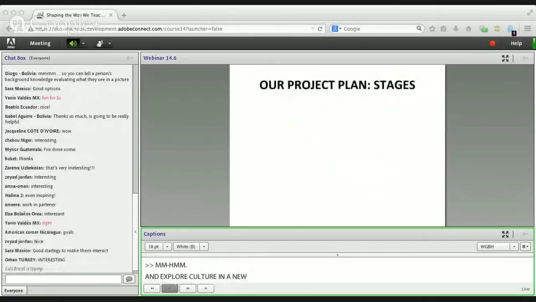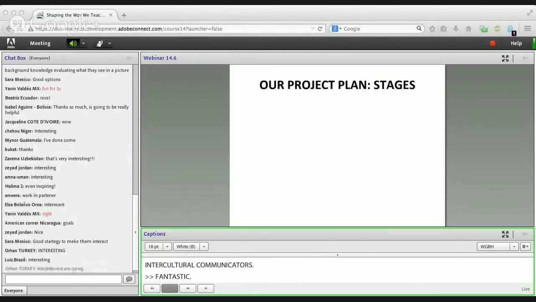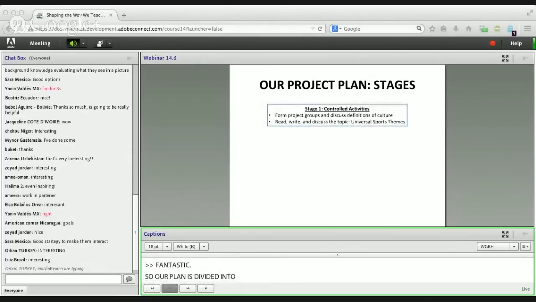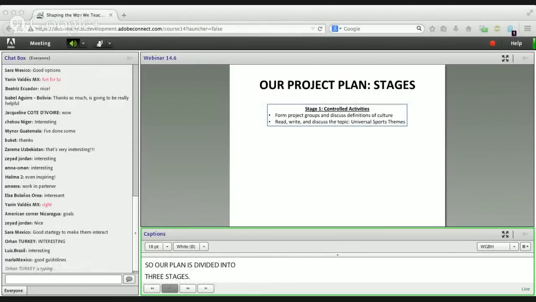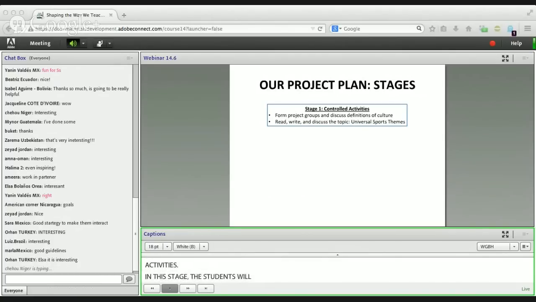Fantastic. So our plan is divided into three stages. Stage one is controlled activities. In this stage, these students will form project groups and discuss their own definitions of culture, and they'll read, write, and discuss the topic, which we explored already in the webinar, universal sports themes.